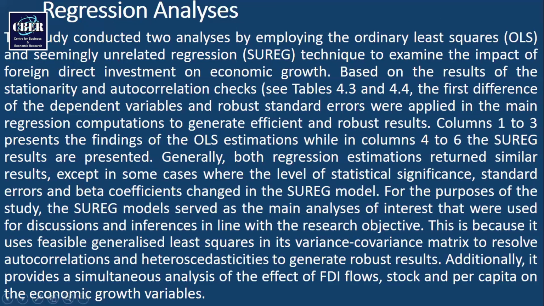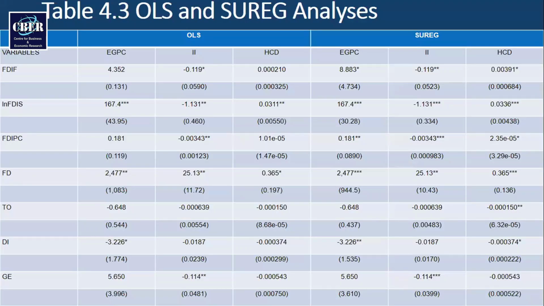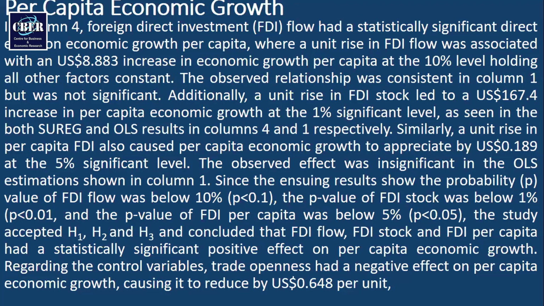When it comes to regression analysis, this is the regression analysis of the results, and this is the analysis. In column 4, foreign direct investment, that's FDI flow, had a statistically significant direct effect on economic growth per capita, where a unit rise in FDI flow was associated with an $8.883 million increase in economic growth per capita at the 10% level, holding all other factors constant. The observed relationship was consistent in column 1, but was not significant.